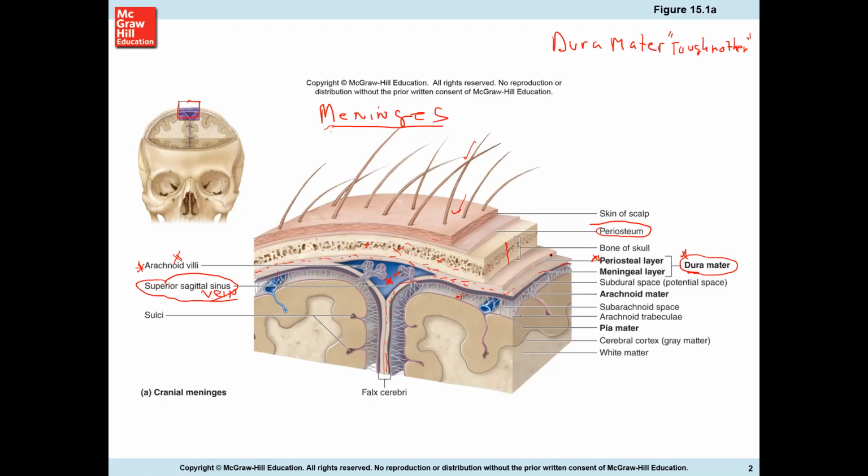So, you know, in the spinal cord, you'll see there's a space, and this is more in the spinal cord, but there is this small space in the brain too. So above the dura mater, between the dura and the bone, is a space called the epidural space.